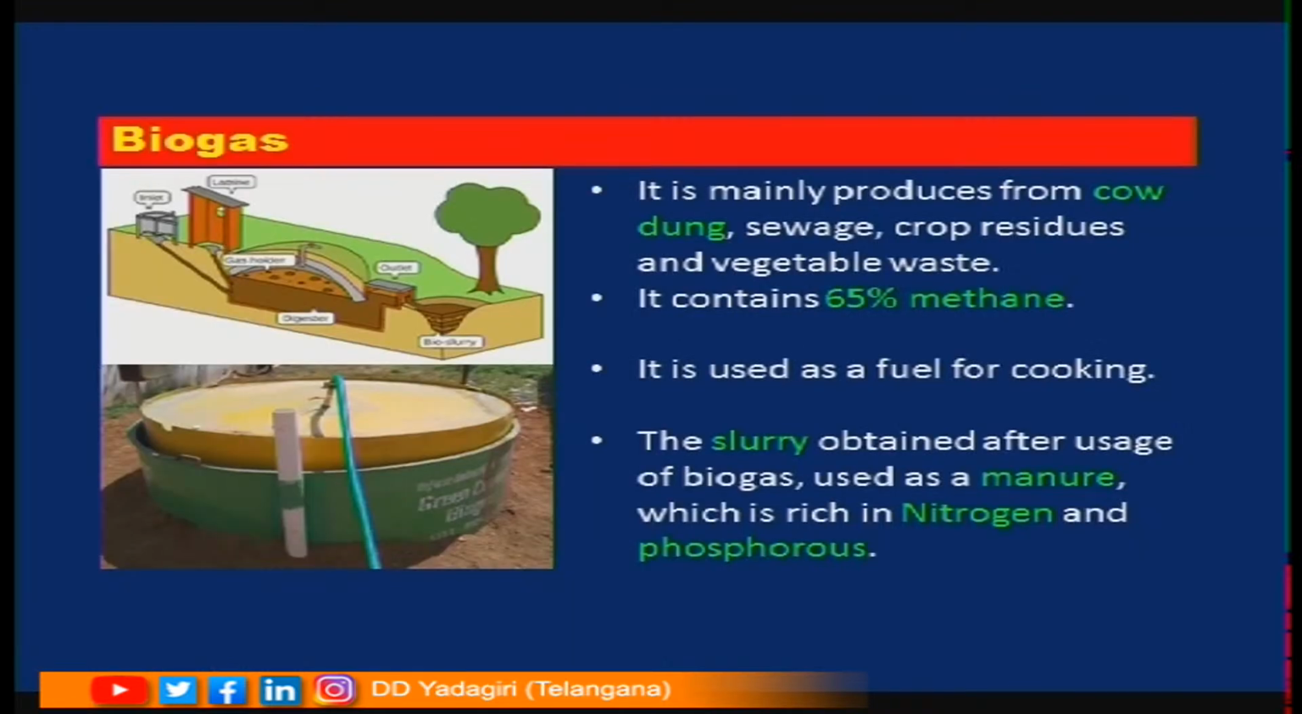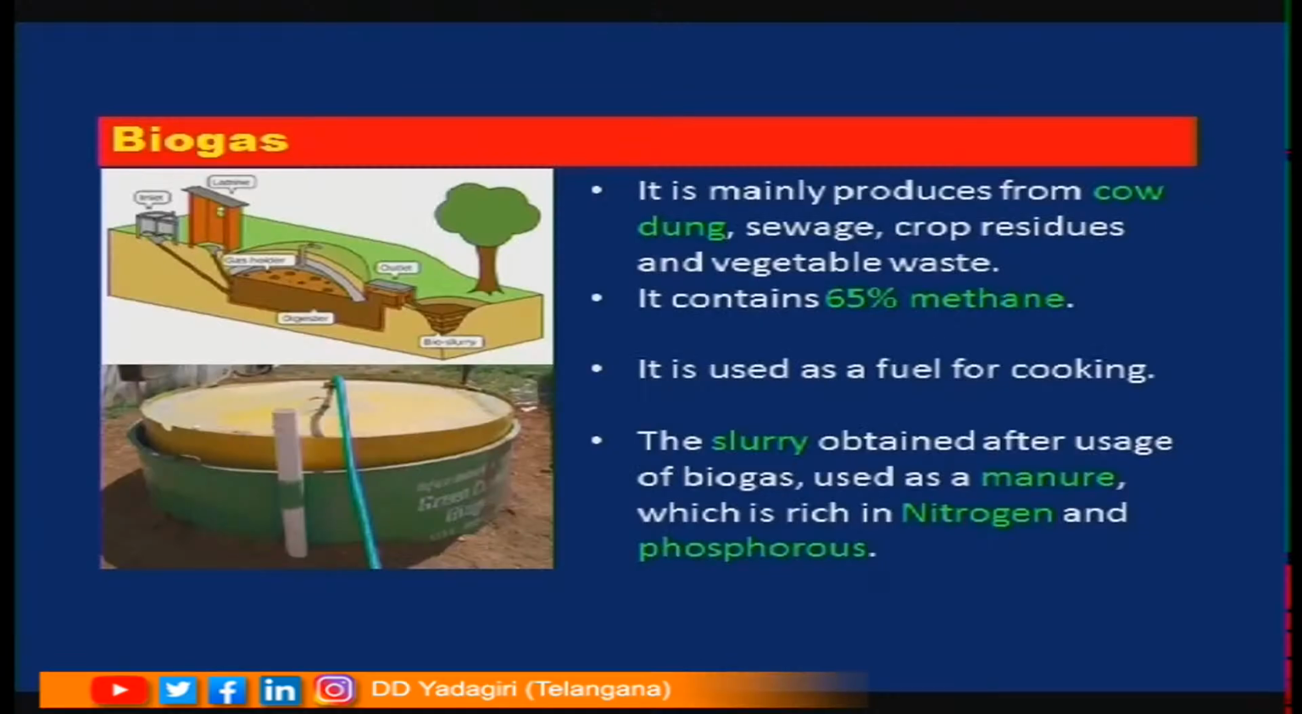And the next one is biogas. What is this biogas? You might have seen this type of plants in your village, children. This biogas is mainly produced from cow dung, sewage, crop residues and vegetable waste. It contains 65% methane, which is used for cooking purposes. The slurry obtained after usage of biogas is used as organic manure, which is rich in nitrogen and phosphorus.